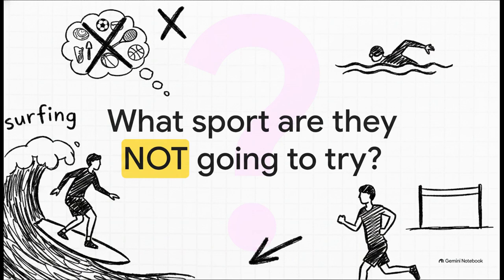And here, right here, is how you might get caught off guard. The question doesn't ask what they are going to do. It specifically asks, what sport are the speakers not going to try? If you're just passively listening for sports vocabulary, you might hear surfing and pick it as an activity they are doing. But by catching that negative qualifier, let's skip, you immediately know the correct answer.